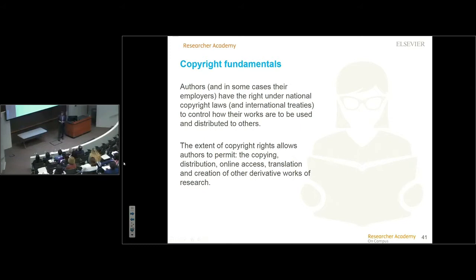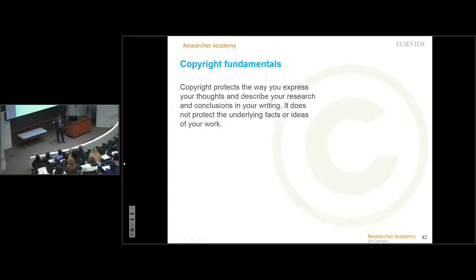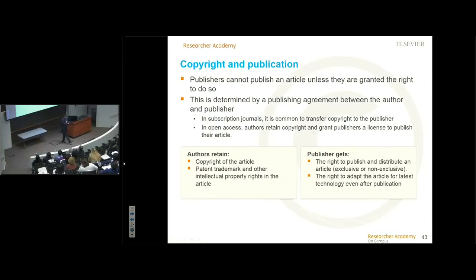The extent of copyright rights include allowing authors to permit copying, distribution, online access, translation, creation of derivative works. Why does this matter to publishing? Publishers cannot publish an article unless they're granted the right to do so. So usually you'll be asked to provide some paperwork at some point during the process. Often it'll be the corresponding author on behalf of other authors. Sometimes it'll be each individual author. That has some variation from journal to journal.